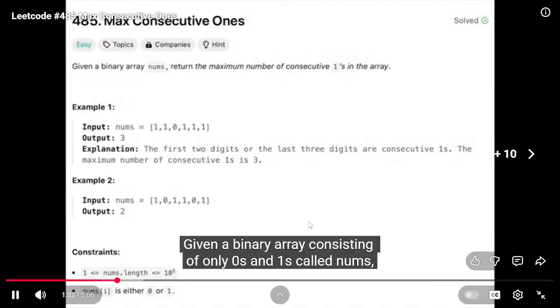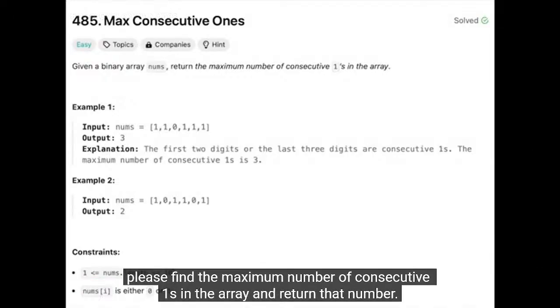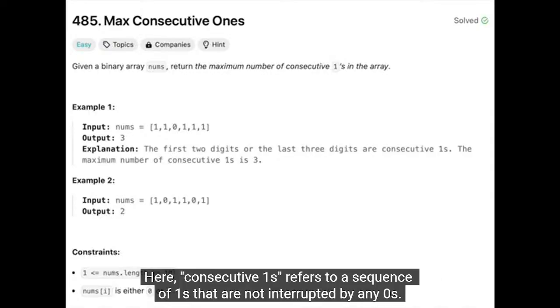Given an array containing only zeros and ones called nums, please find the maximum number of consecutive ones in the array and return that number. Here, consecutive ones refers to a sequence of ones that are not interrupted by any zeros. Let's look at a few examples.